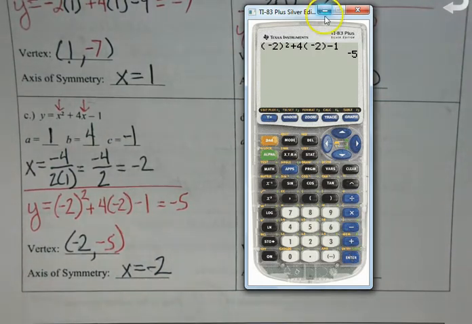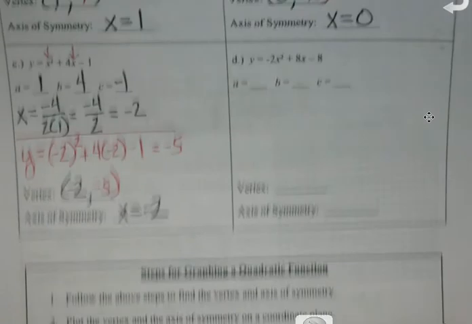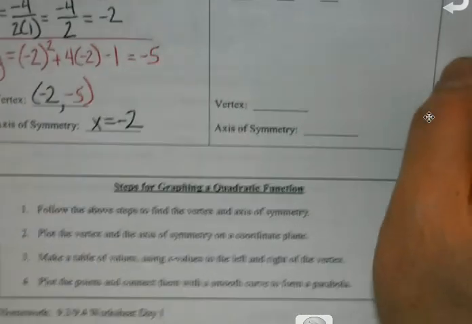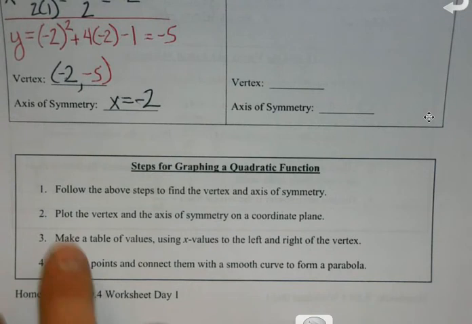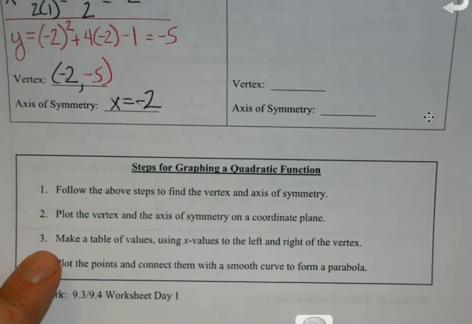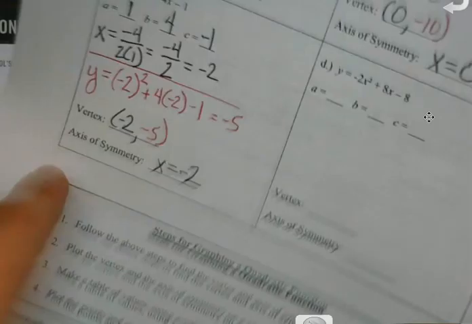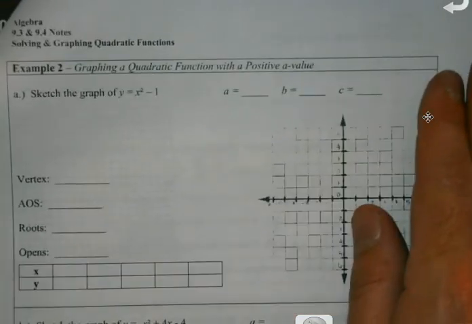So, when we actually get to the graphing part, which is what we're going to do here momentarily, we're going to do what we just did up above. We're going to plot the vertex and the axis of symmetry on a graph, and then we're going to make a table of values, but it's all going to center around the vertex, and we'll see how that works in a minute here. And then we're just going to connect, and we're going to make this U shape. So here's how this is going to go. All right, let's see how this works.